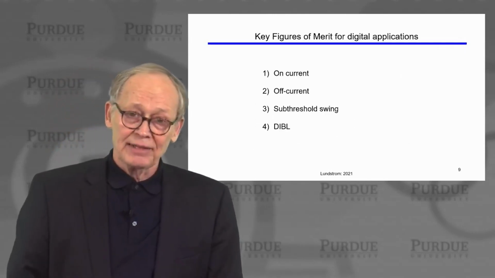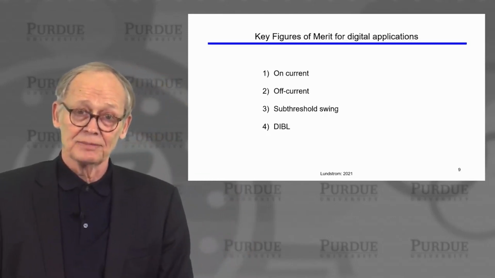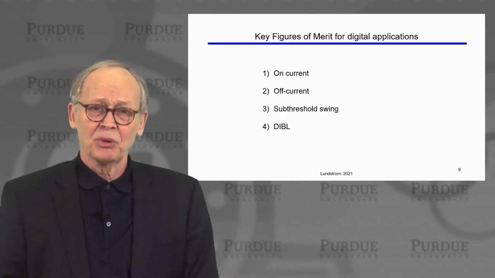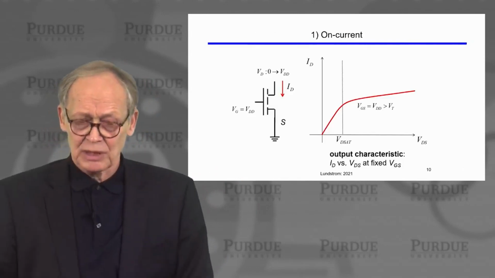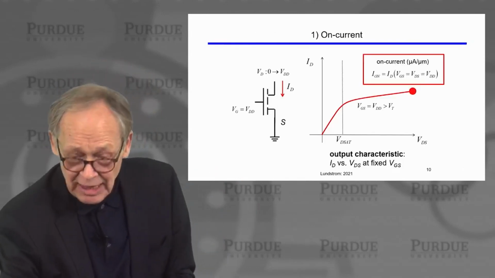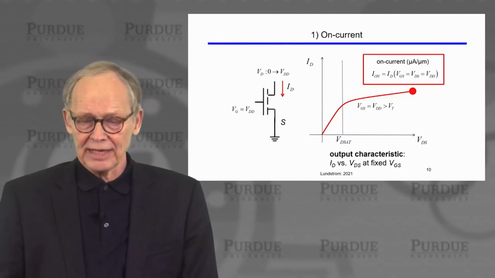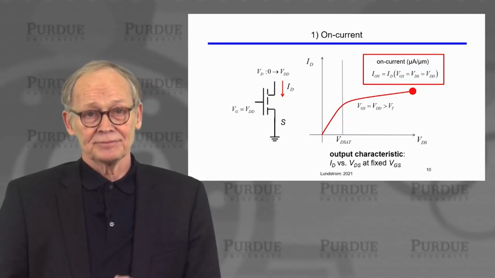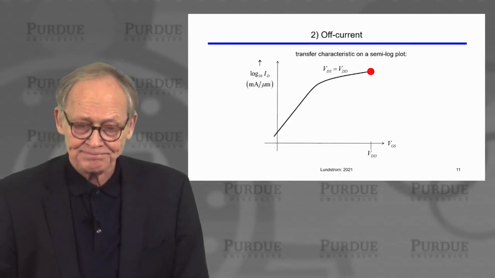Well, we discussed some key figures of merit. On current controls speed, off current controls static power dissipation. The subthreshold swing is important, and DIBL is important. And we talked about what those are. On current, we simply apply the maximum voltage to the gate and the drain. The resulting current in the transistor is the on current, and that's an important number to know for digital electronics.